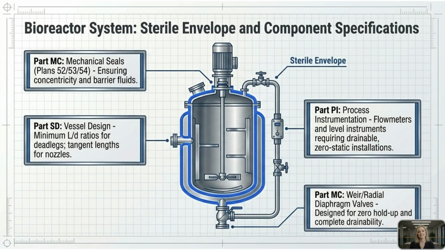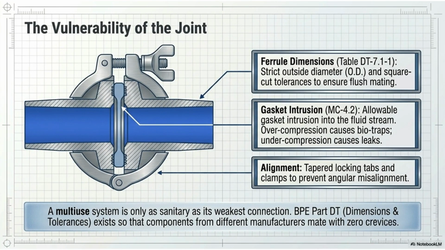This slide breaks down the sterile envelope of a bioreactor system, highlighting key components like mechanical seals, vessel design, process instrumentation, and specialized valves that ensure complete drainability. The vulnerability of any connection is a critical concern. BPE Part DT establishes tolerances to ensure that components from different manufacturers mate with zero crevices, preventing biotraps or leaks.